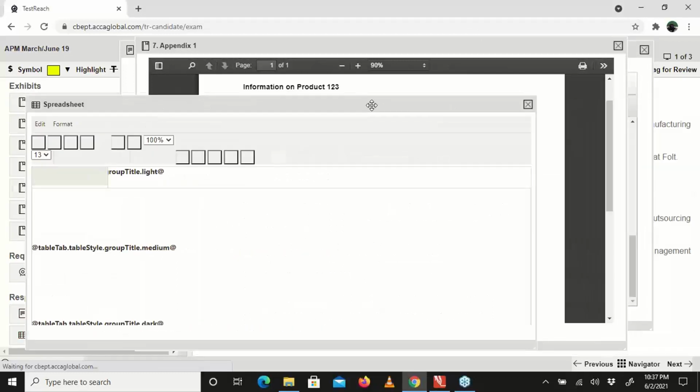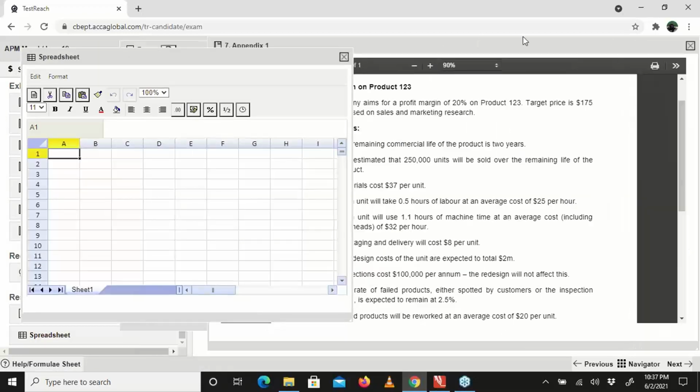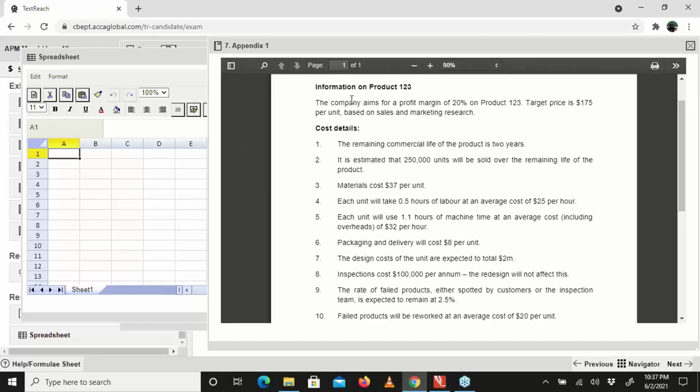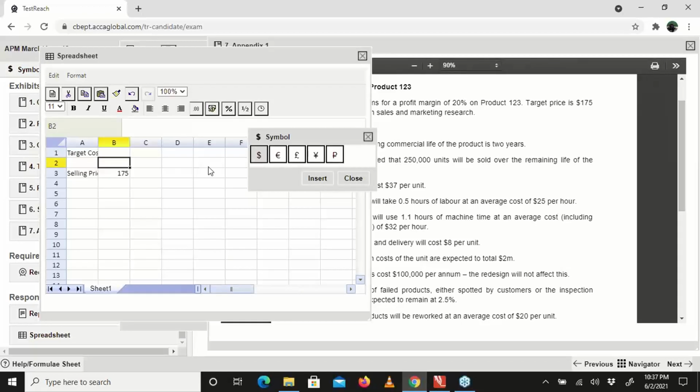I'll use the spreadsheet to do the working so that we're able to get the answer immediately. Now see, the company aims for a profit margin of 20% on product 1, 2, 3. The target price is 175 per unit based on sales and marketing research. So if I am going to do the calculation of target costing, I'm going to say that expected selling price will be 175. You could probably insert the dollar symbol here.